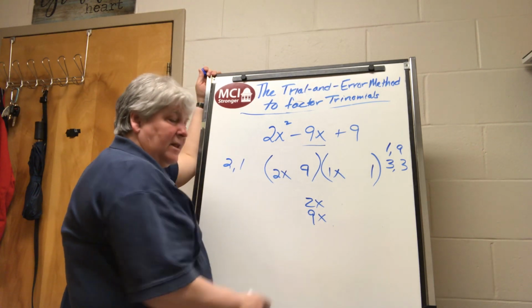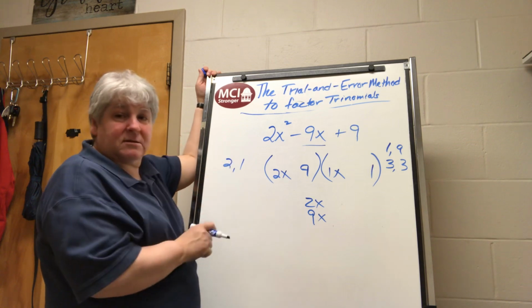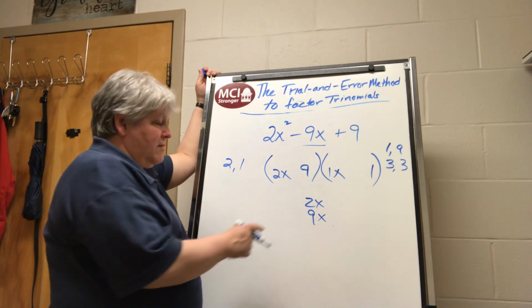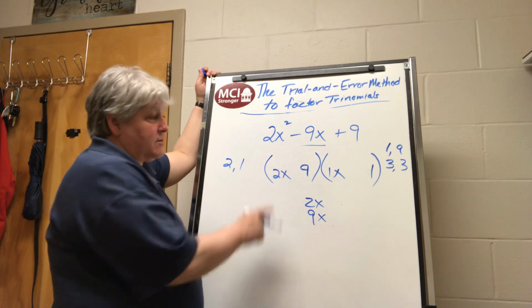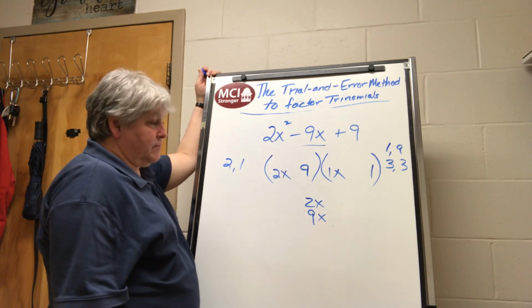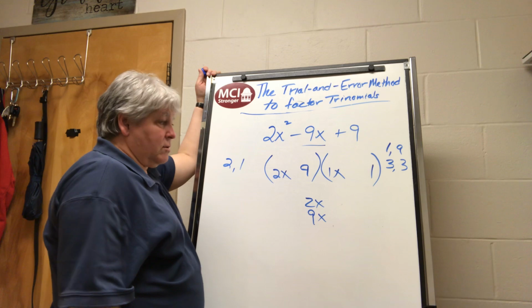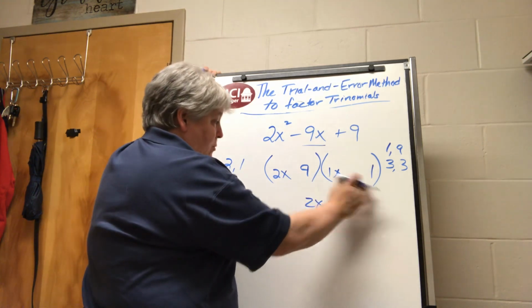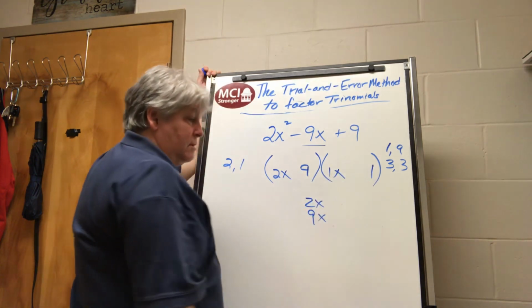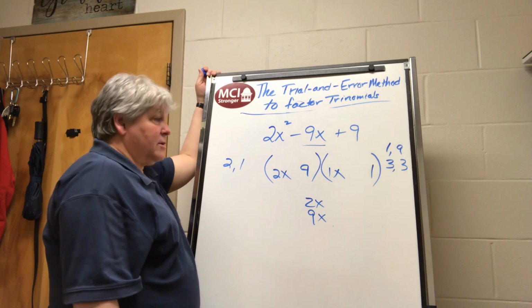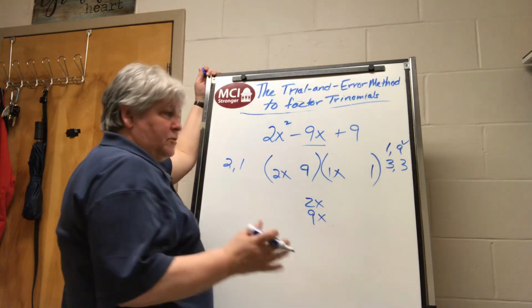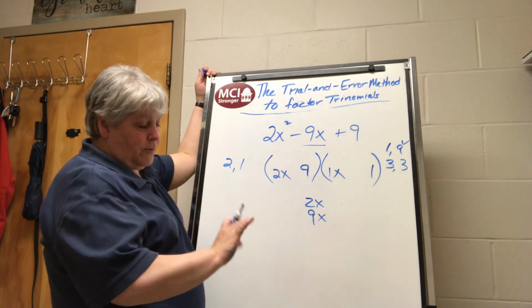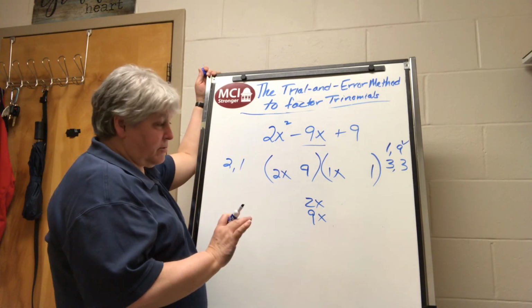If they were both positive, I'd get an 11x. That's not the same. If one of them was negative, I'd probably get a 7x or a negative 7x. That's not the same. It doesn't look like these two numbers, whether they're 1 and 9 or 9 and 1, are going to work for us. So I put a little check mark over here that tells me I've already tried both of those numbers in both positions.